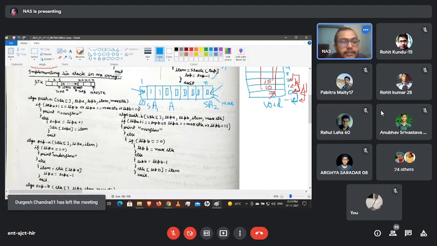So see, this is our stack. This is our position for stack A, and here we have named this one as stack B. I guess you can see stack A and stack B.